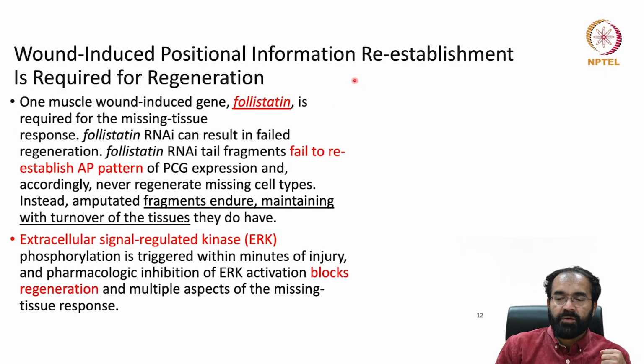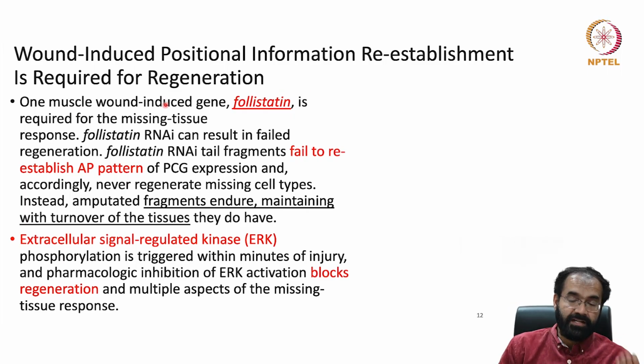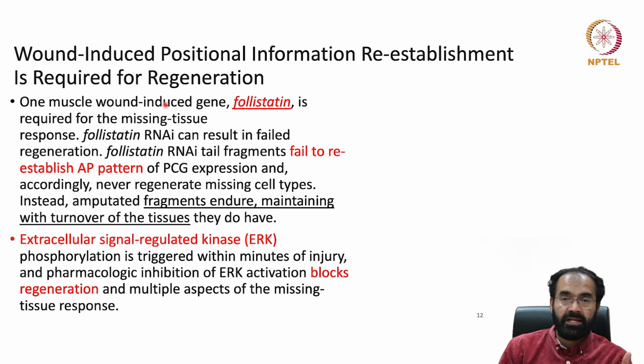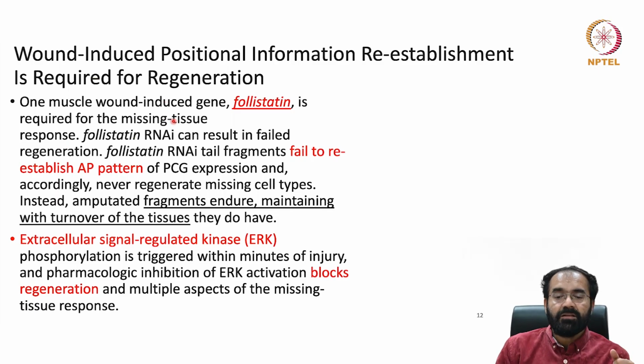Wound-induced positional information and its re-establishment is required for regeneration. The positional information, or PCG expression, has to be restored as early as possible for the re-establishment of the lost tissue structure. One muscle wound-induced gene, called follistatin, is required for the missing tissue response.